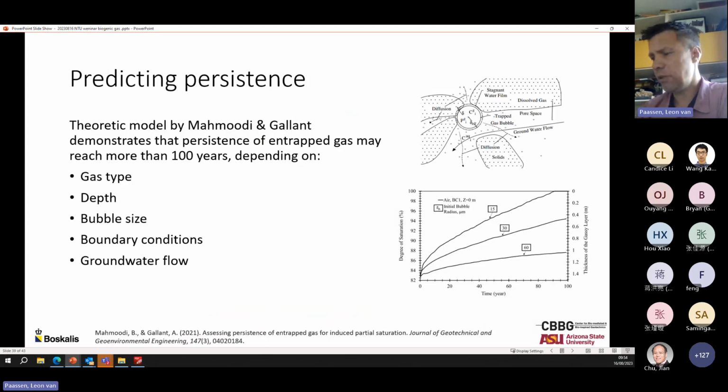One of the questions is about persistence. We've demonstrated in the field that the bubbles, once they're in there, remain there for at least 3 years. But some other colleagues also developed a model which can predict the persistence of the gas. They assume that if you have an entrapped gas bubble that cannot migrate because it's too big to squeeze through the pores, it can only be removed by groundwater flow, dissolution, and convection and diffusion of the gas into the groundwater phase.